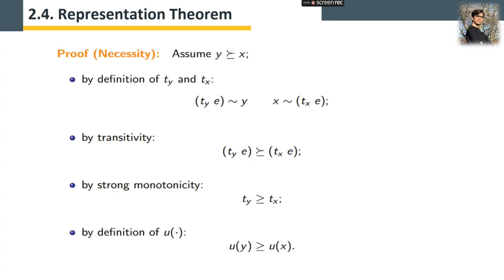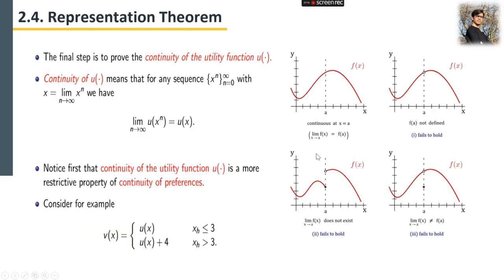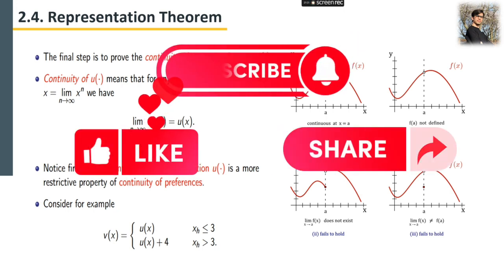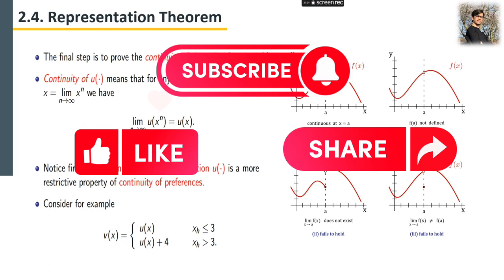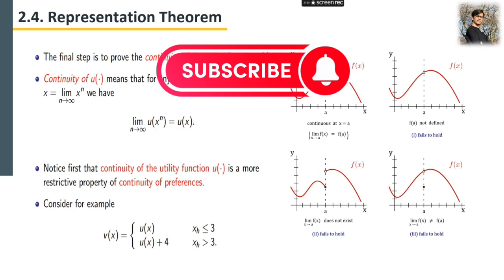So now we have proved both. Then we can say that uy is greater than or equal to ux if and only if y is weakly preferred to x. Or, another way, the utility that we receive from y is at least as much as the utility that we receive from x if and only if y is at least as good as x. But now, another thing that we are going to talk about in the representation theorem, which is the final step, is to prove the continuity of the utility function. This is the final step of the representation theorem.